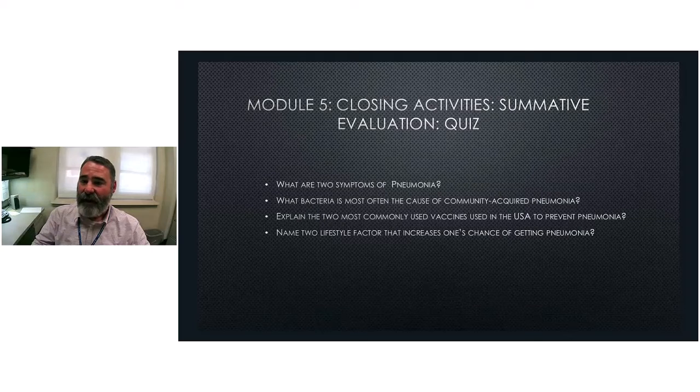Okay, so on to Module 5. These are the closing activities. This is your summative evaluation quiz. So the first question would be, and what you can do is write these answers down and we'll turn them in. What are 2 symptoms of pneumonia? So out of the previous part of the lecture, use 2 of those symptoms and write them down. The next question is, what bacteria is most often the cause of community-acquired pneumonia? And the next question would be, explain 2 of the most commonly used vaccines in the United States to prevent pneumonia. And lastly, from Module 4, name 2 lifestyle factors that increase one's chances of catching pneumonia or contracting pneumonia.